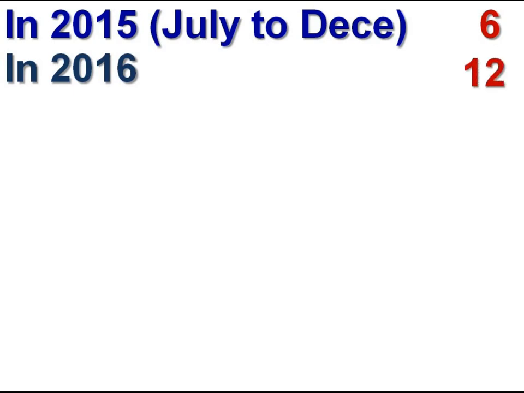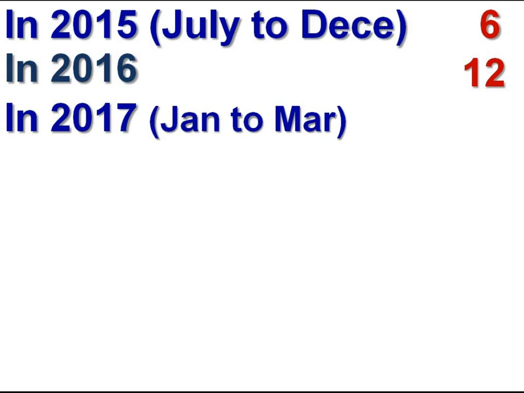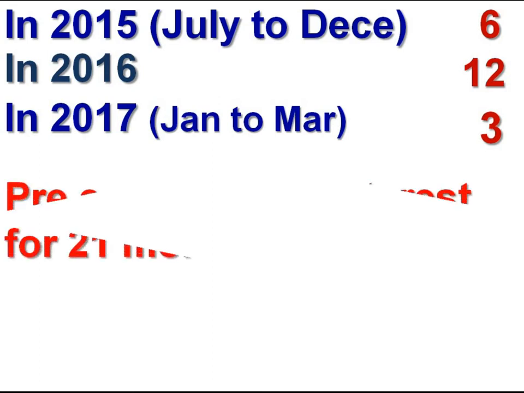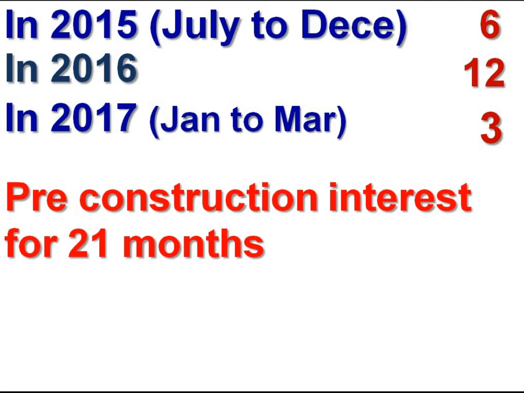2015 July, August, September, October, November, December, 6 months. Then 2016 has a full year, 12 months. 2017 is up to 31st March: January, February, March, 3 months. From 1/7/2015 to 31st March 2017: 2015 6 months, 2016 12 months, 2017 3 months. In total 21 months. That is, interest prior to construction is the interest for 21 months.